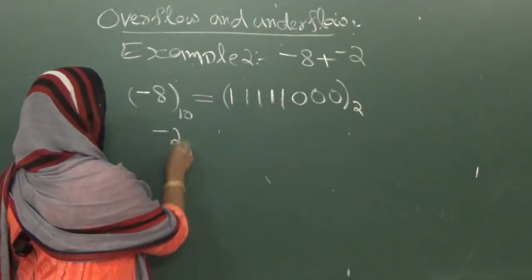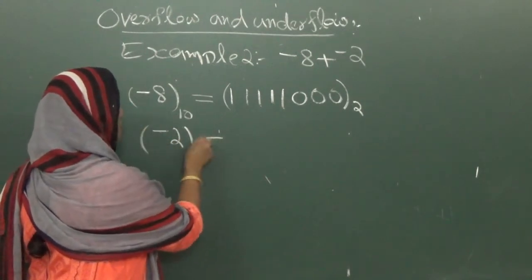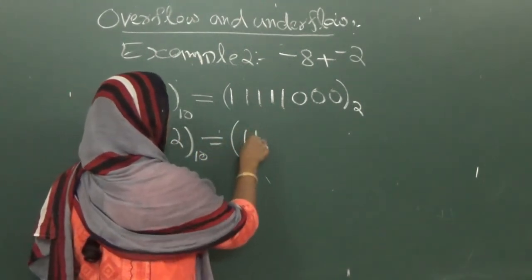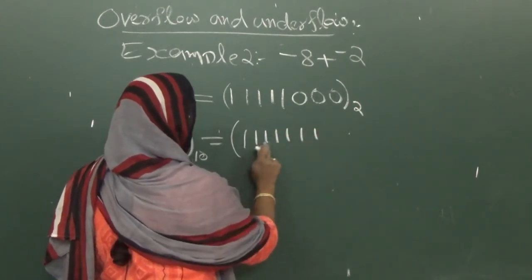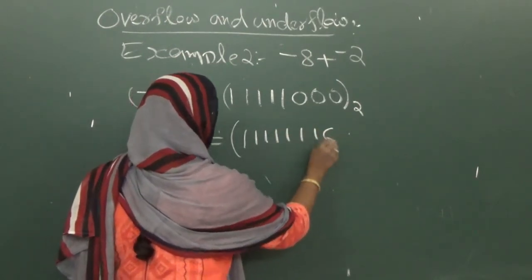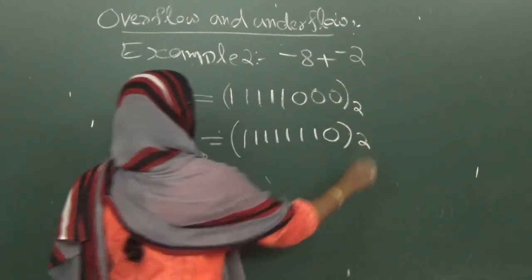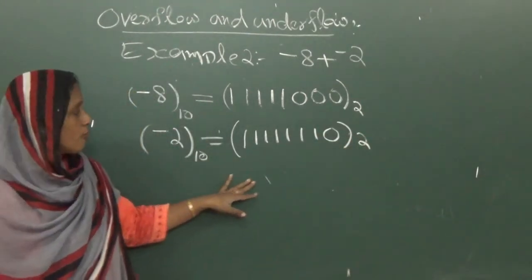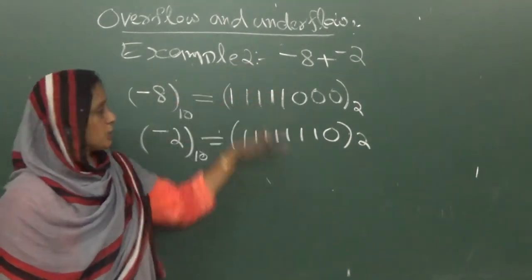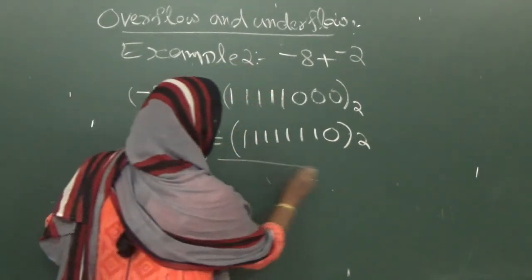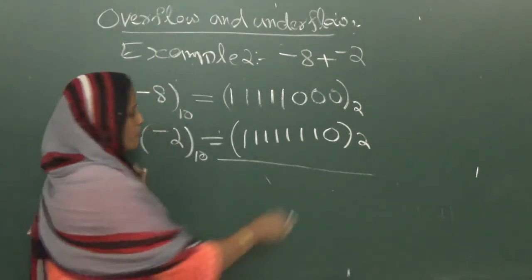Similarly, the binary form of minus 2 is 1, 1, 1, 1, 1, 1, 1, 0. This is the binary form of minus 2. Now what do we want to do? We want to add these two numbers. So, adding these two.